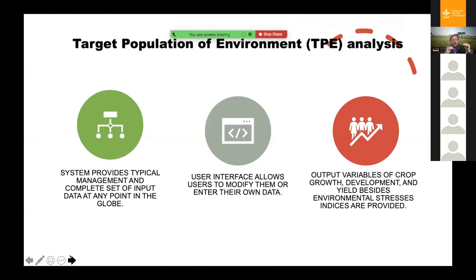For our system right now, we're looking at the typical management of a complete set of data, and we're making it so that we can look at any point on the globe. We're working right now on a user interface that allows people to enter their own data and output variables of crop growth, development, and yield. Besides environmental stresses, indices are also provided.